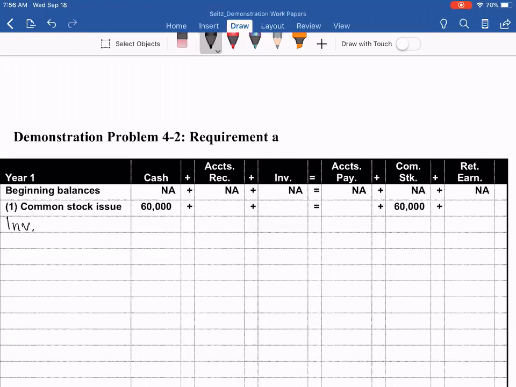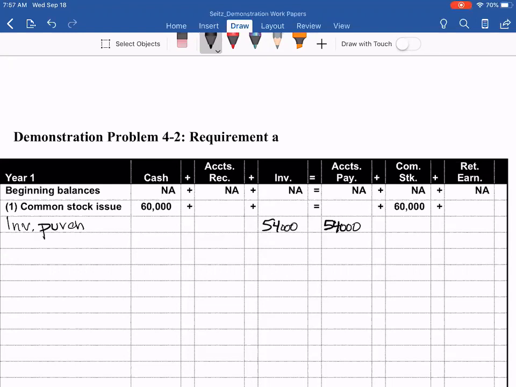So the second one is an inventory purchase. And so we're going to see that inventory increases $54,000, but instead of cash, you're going to see an increase over here on accounts payable. This would not hit the cash flow statement because we have not paid cash yet.